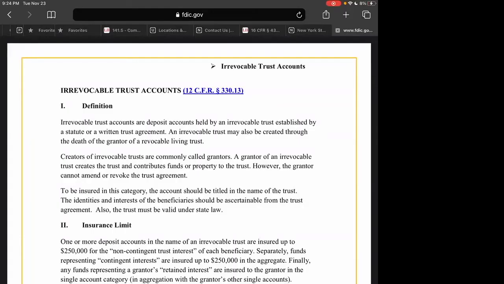Okay. Irrevocable trust accounts, 12 CFR section 330.13. Definition: irrevocable trust accounts are deposit accounts held by an irrevocable trust established by a statute or written trust agreement.